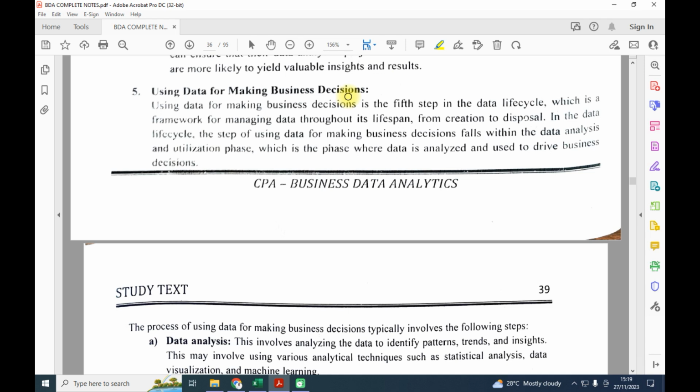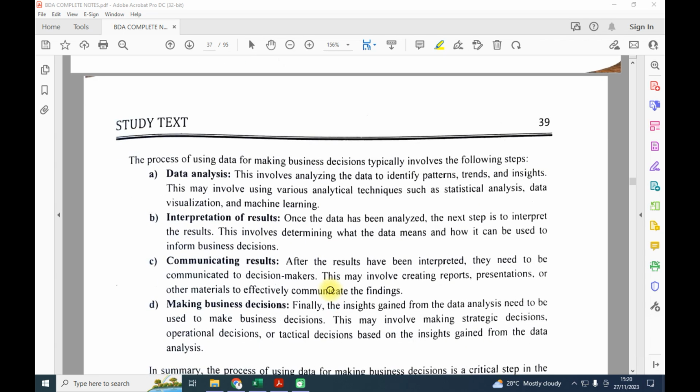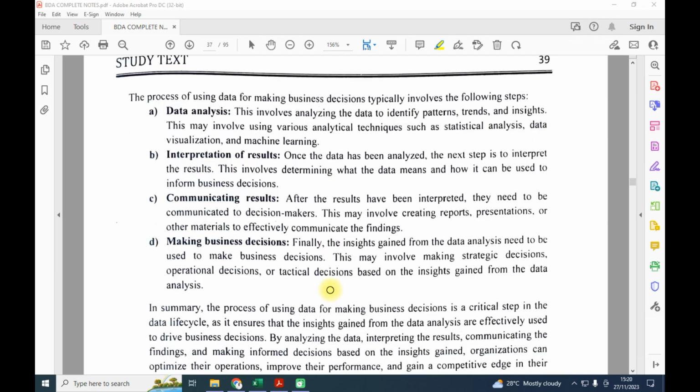The fifth one now is where we shall use the data for making business decisions. Remember, in all this process, the aim is to solve a business problem or to achieve a business objective, and that's why now, after we have been able to gather, record and analyze, we shall be able to use that data in making the decision. In the data lifecycle, the step of using data for decision making falls within the data analysis and utilization phase, which is the phase where the data is analyzed and used to drive business decisions. So the process of using data for making business decisions typically involves the following steps.